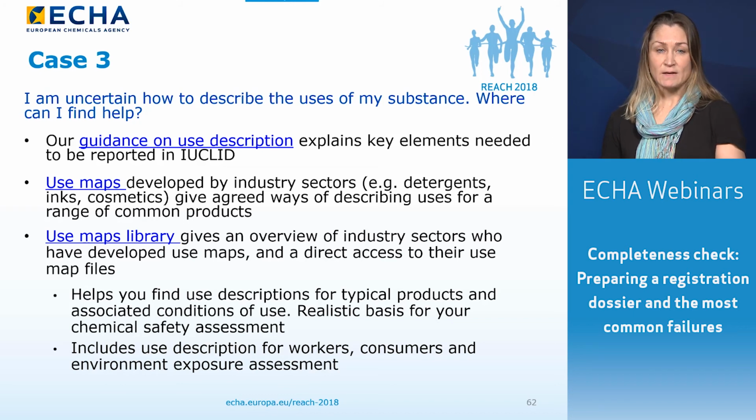The use maps library gives an overview of the industry sectors who have developed the use maps, and direct access to their use maps files. The library helps you to find the use descriptions for typical products and associated conditions of use, and it gives a realistic basis for your chemical safety assessment. It includes the use descriptions for workers, consumers, and also the environmental exposure assessments.